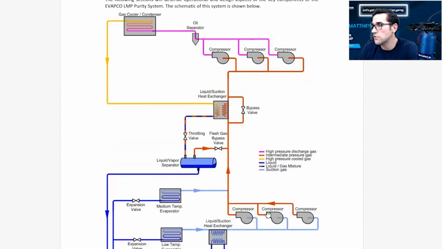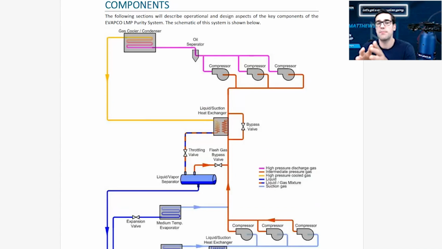I like this. This is a new one that they put in their manual. And this gives you an idea of the different pressures in the system. It's showing you where the liquid is. It's showing you where the vapor and gas is. And this is important in the different stages. As you can see, you've got high pressure discharge, intermediate pressure, high pressure gas, cooled gas, liquid gas mixture, and suction.